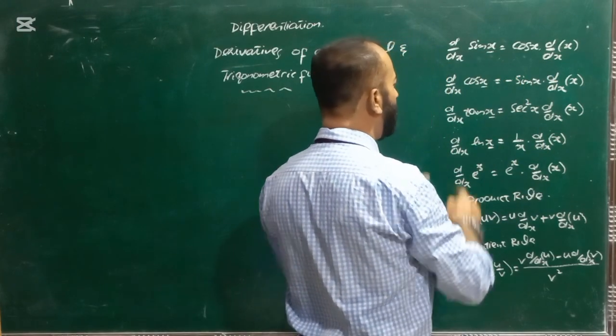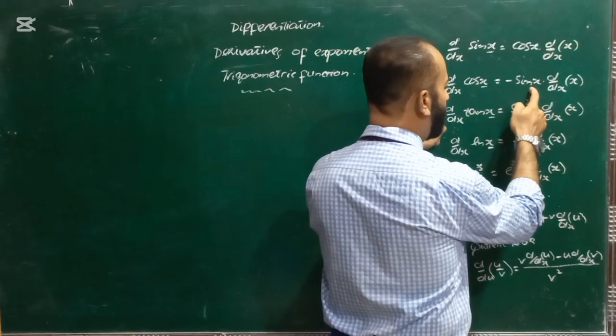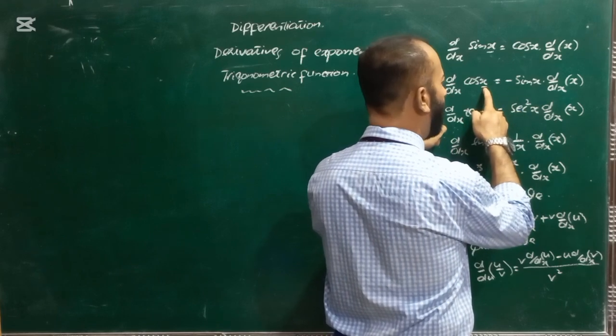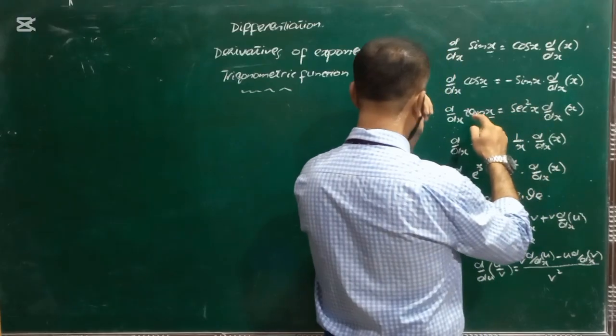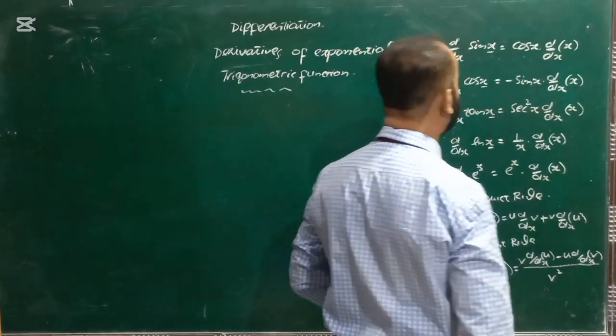Okay, next thing is derivative of cos x. Derivative of cos x is minus sin x into differential of the angle. Whatever the angle is, we have to take the differential of that angle. So listen again. Derivative of cos x is minus sin x into differential of angle.